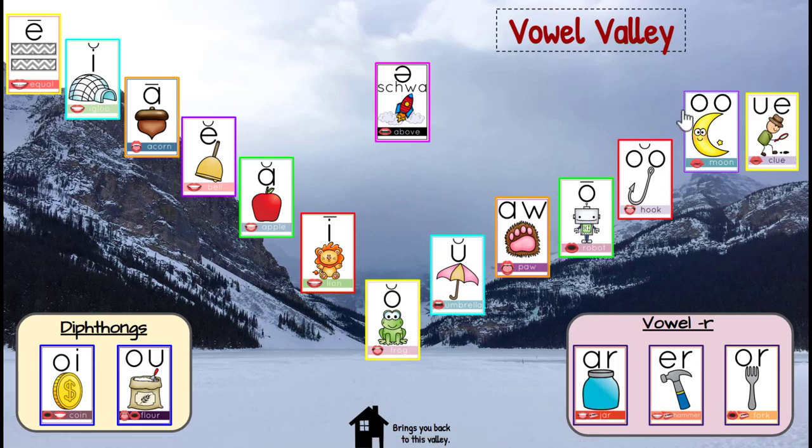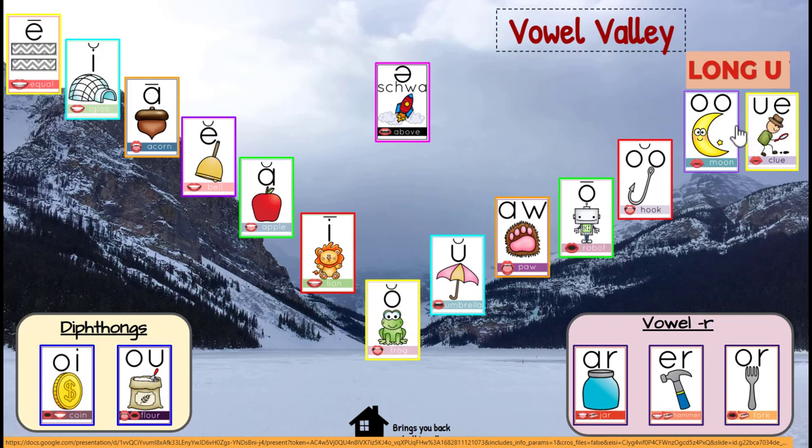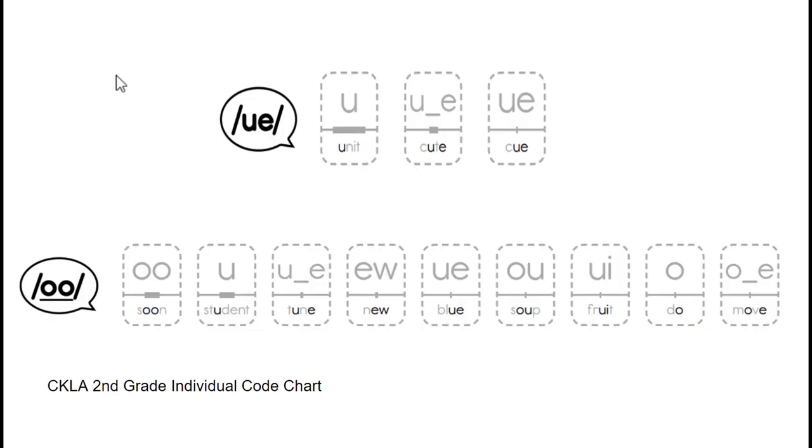Both of these sounds are associated with the long U. And in a lot of our curriculums, they are not distinctly addressed. You'll see some lessons where both sounds are kind of mushed together and never taught to the children that there are two separate sounds for the long U. So what's cool is that in CKLA, both elements are going to be addressed, both sounds.